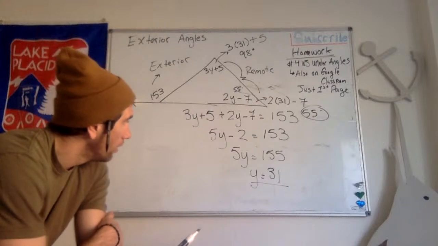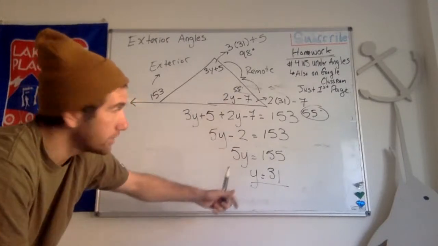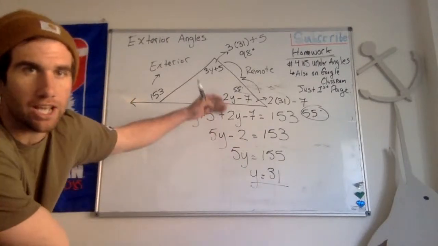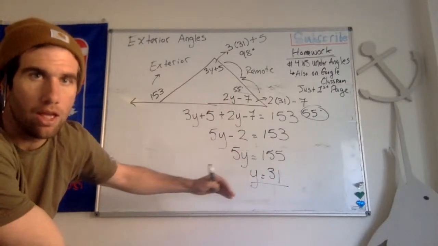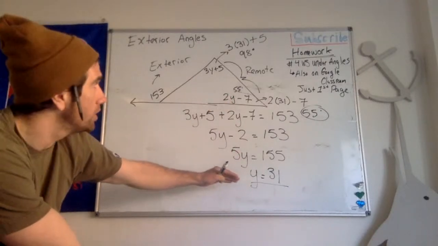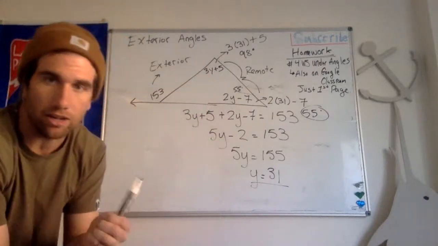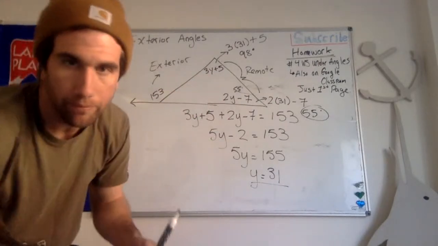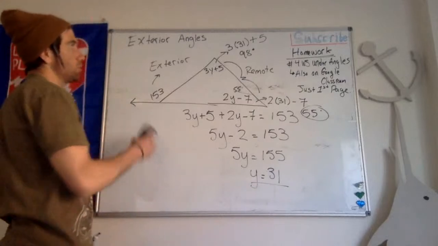Good, so that's how you do that. So it looks like a lot of work, but it really wasn't. We solved already. We set up an equation. We solved it. Whatever we got for y, we substituted back in to find the exact angle measures. That's all we're really doing, okay? Good. All right, on to the next one.